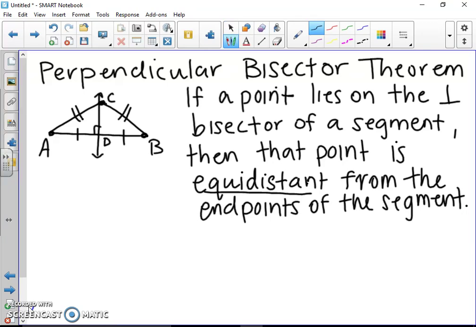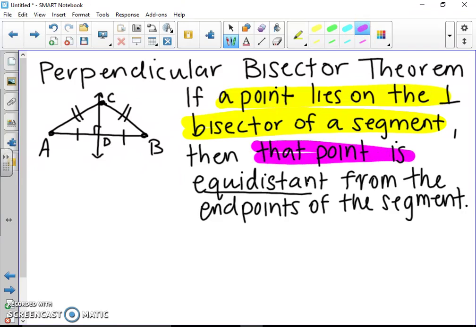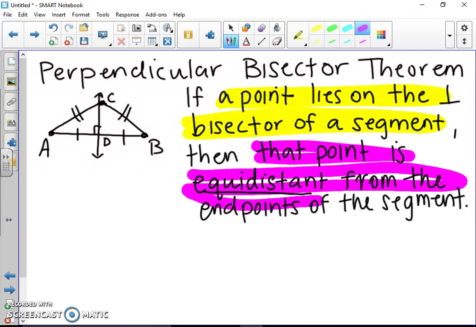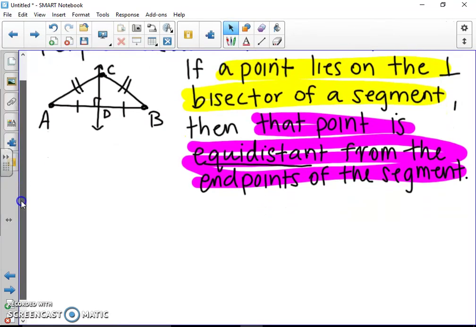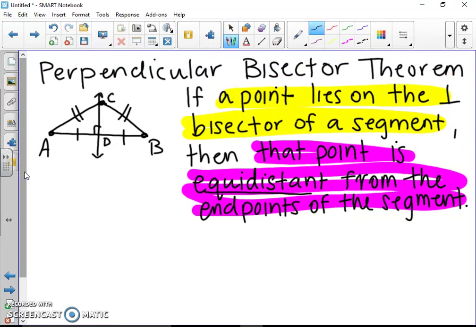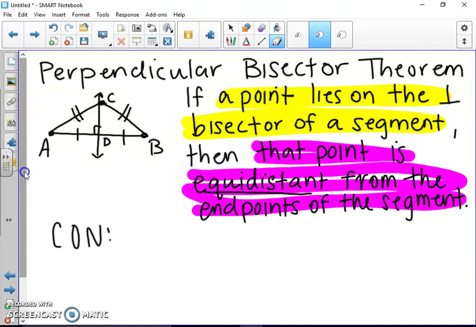And I want to point out two parts of this theorem. We have a hypothesis, if a point lies on the perpendicular bisector of a segment, and then we have our conclusion. So I'm going to point those out. Then that point is equidistant from the endpoints of the segment, all right? And there's a reason why I'm doing that, not just to make a mess. So the next thing we'll look at is the converse of this theorem.